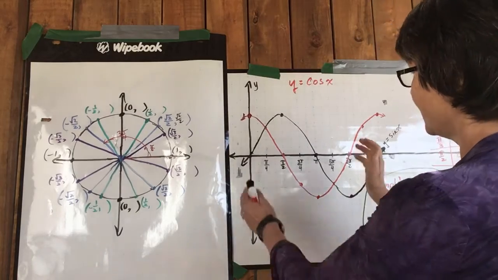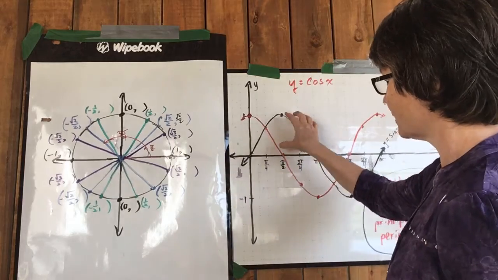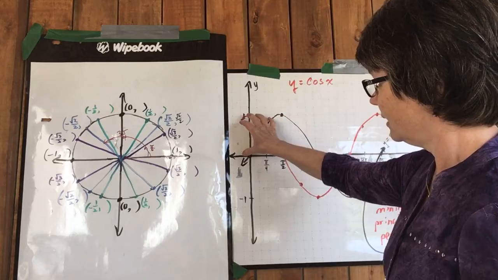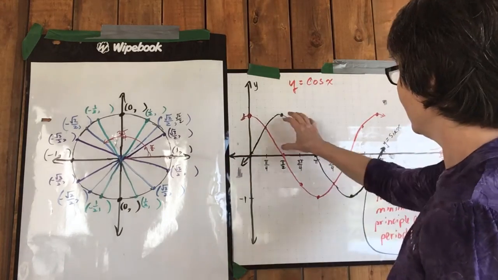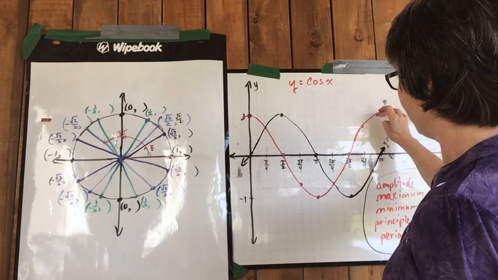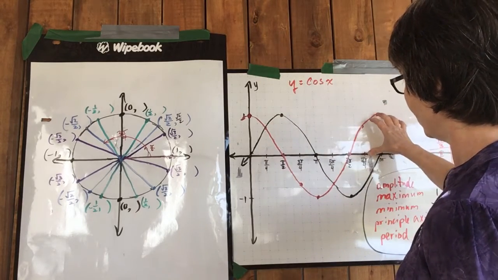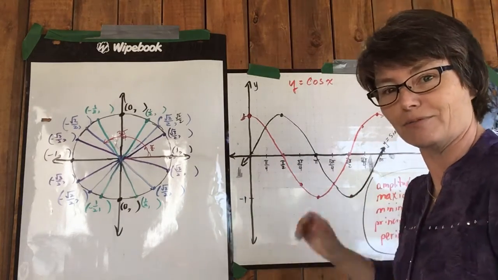Then you will notice that y equals cos x is simply a transformation of y equals sine x if we moved that graph pi over 2 units to the left, or if we moved it all the way from here all the way over to here, so 3 pi over 2 units in the right direction.